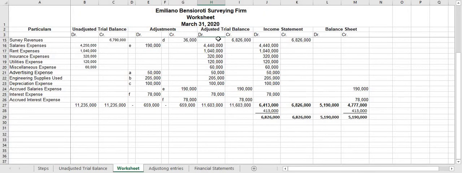You combine it and transfer it to your adjusted trial balance, as well as your expenses. Combine them, then transfer to the adjusted trial balance.